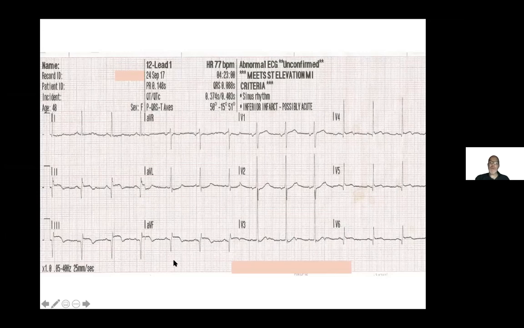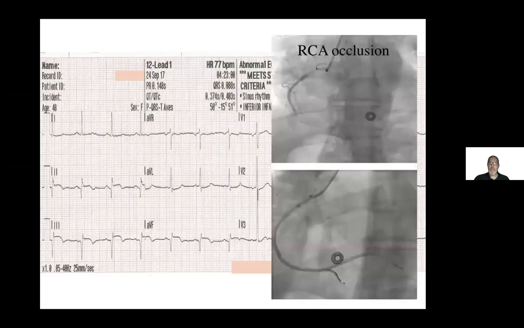So when you see an inferior MI pattern, there's elevation in 2, 3, and AVF, and there's greater elevation in 3 than there is in 2, and there's reciprocal ST depression in AVL, then that's a right coronary occlusion, and that's exactly what was found on cardiac cath. This patient fortunately did well.